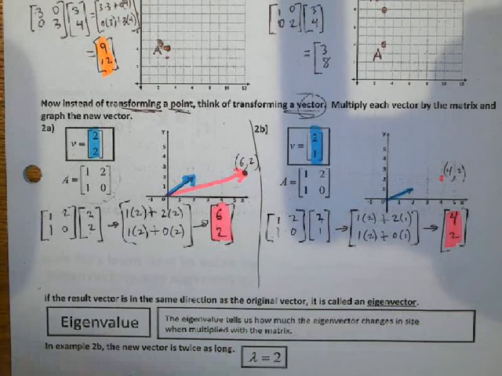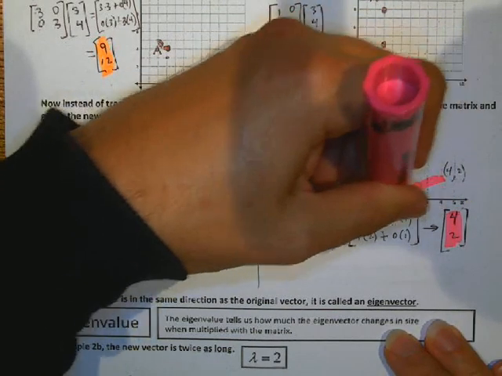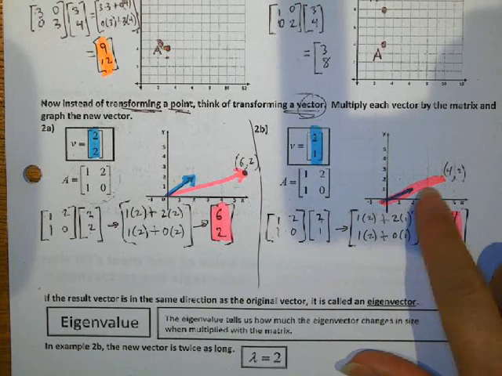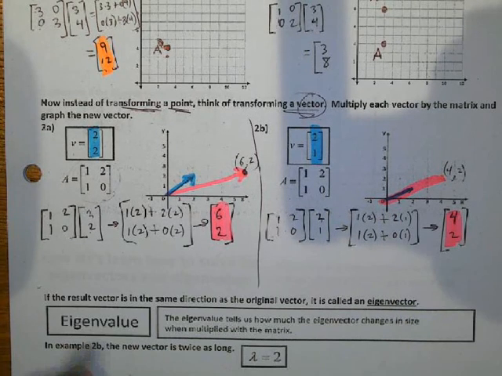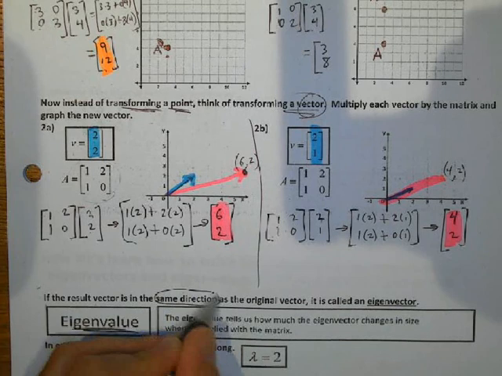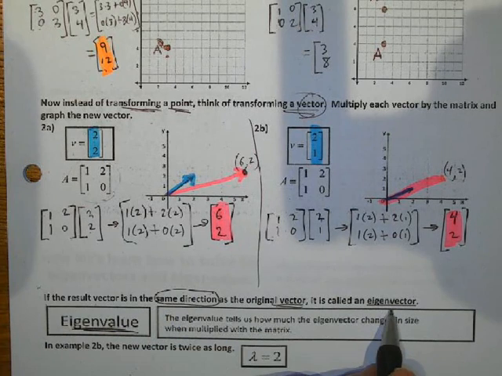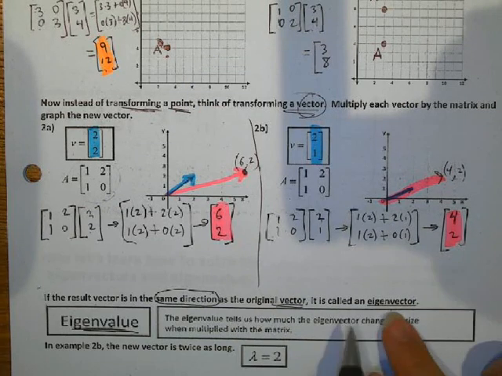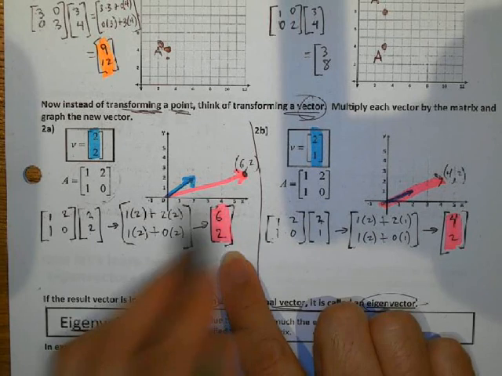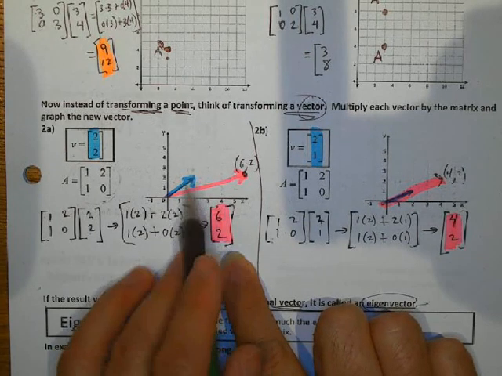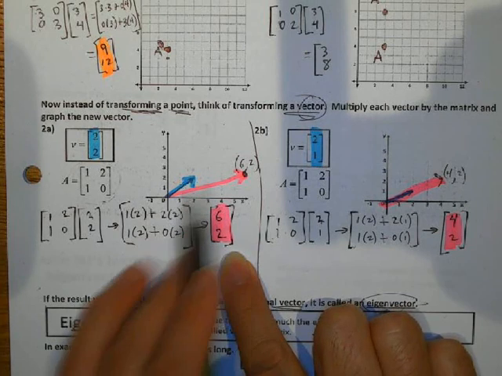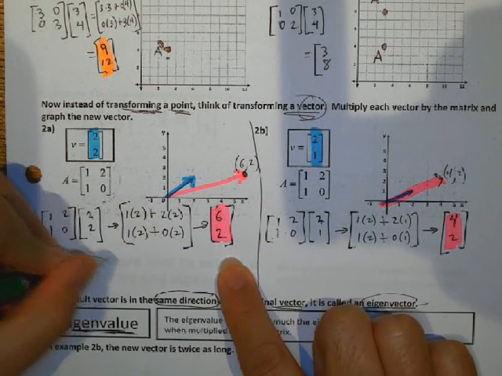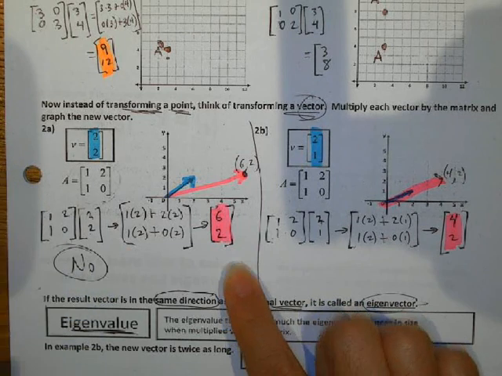And if we look here, these go in the same direction, don't they? So what we're going to talk about right now is that if the result vector is in the same direction as the original vector, it is called an eigenvector. So this new vector here, 4, 2, is an eigenvector. This pink one is not in the same direction because it's not parallel to it. So this is not an eigenvector, and this one is.